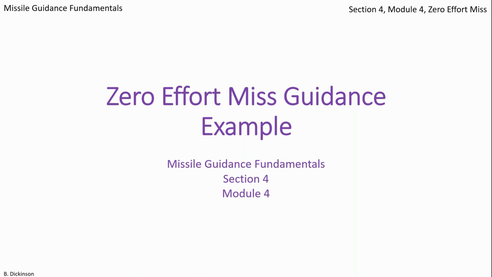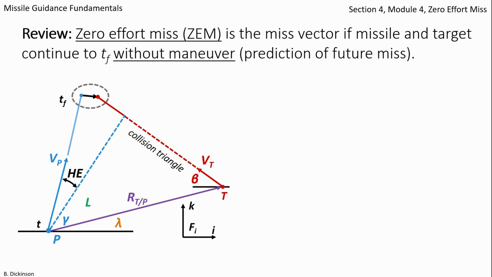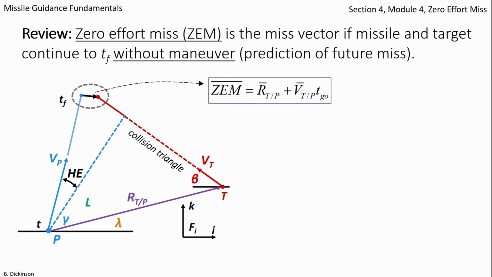And now a zero effort miss guidance example. Recall that zero effort miss was simply the miss distance that resulted if the pursuer and target continued along their present course without maneuver to some final time. This is illustrated here in our engagement diagram where the pursuer is off of the collision triangle by some heading error, and that results in a miss distance vector at TF. Because the pursuer and target are not maneuvering in this, that miss distance vector is also zero effort miss.